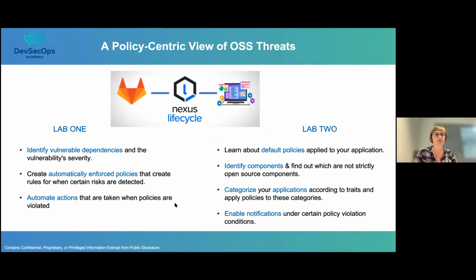So in the first lab, you're first of all going to identify vulnerable dependencies, and you're also going to become familiarized with how to find the vulnerability severities by using a few different tools and also doing it manually, so you can compare doing it automatically versus manually. And then you'll create some automatically enforced policies with rules for when certain risks are detected, and actions that should be taken when these policies are violated. This is very much to give you a foundation with using the Nexus lifecycle.